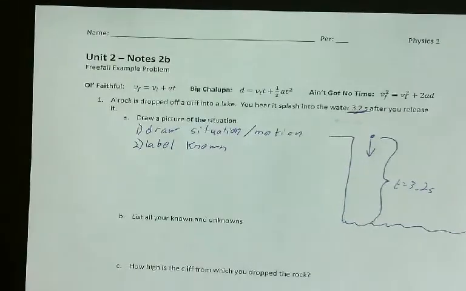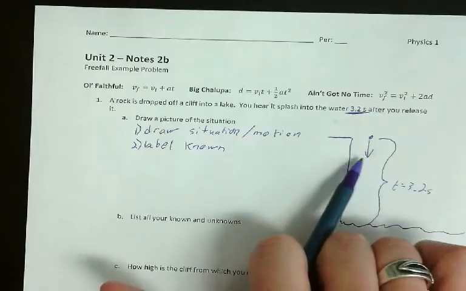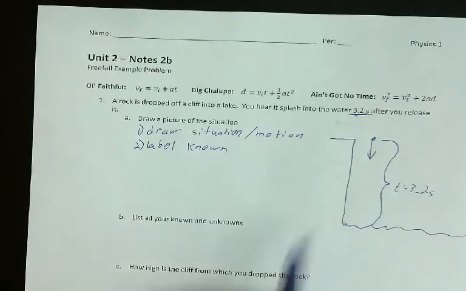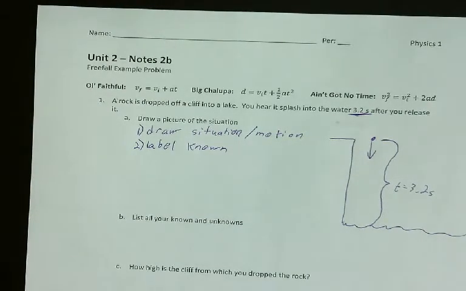There's nothing else to label because it doesn't tell me a velocity, it doesn't tell me a height, it doesn't tell me an acceleration, so there's nothing else to label. Okay?